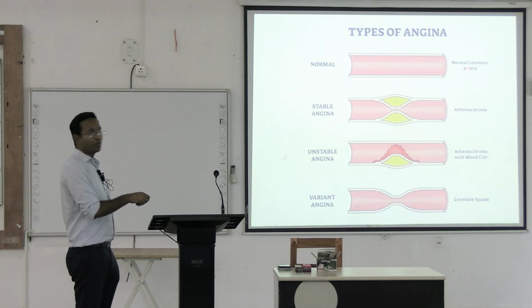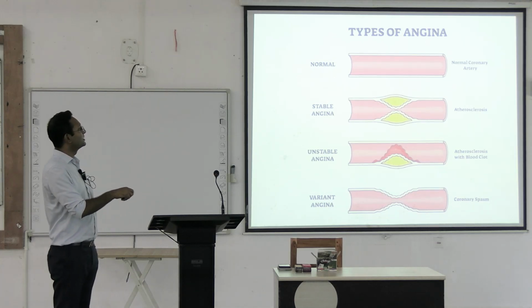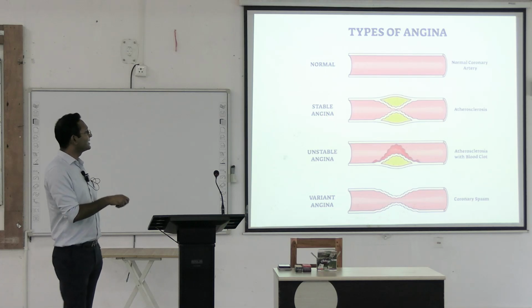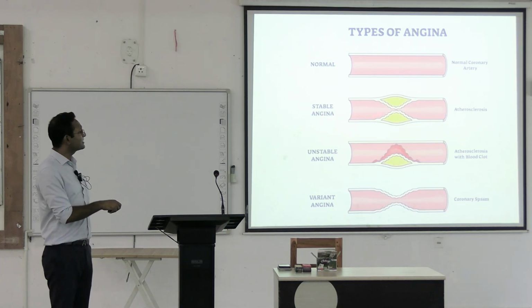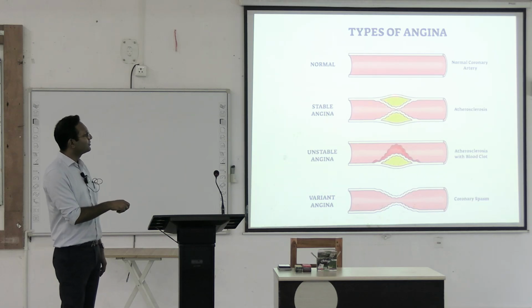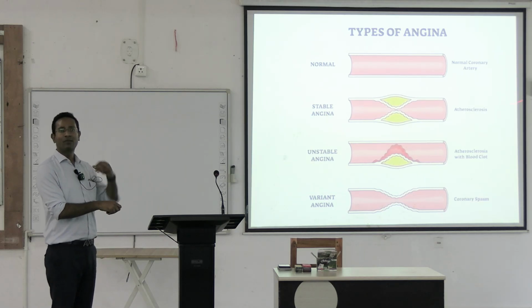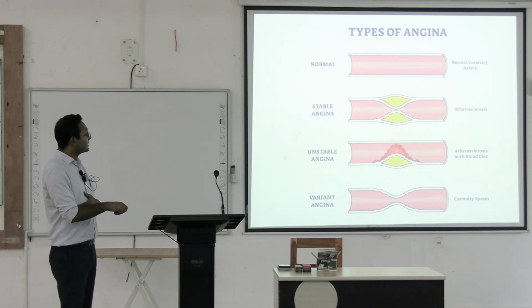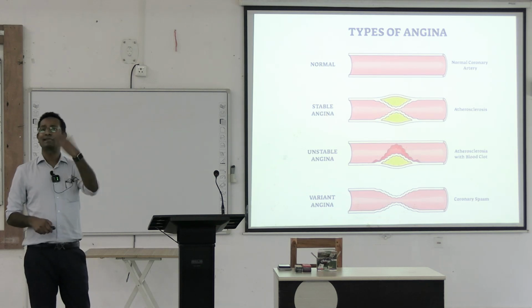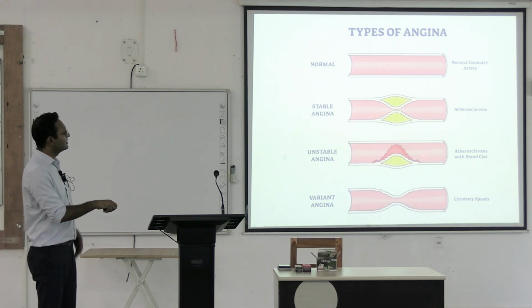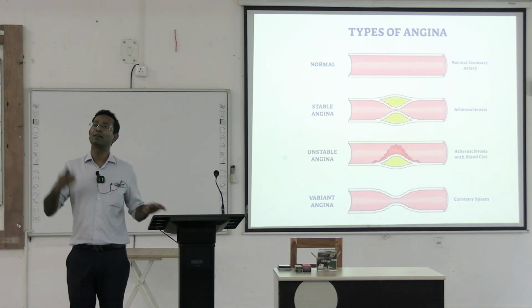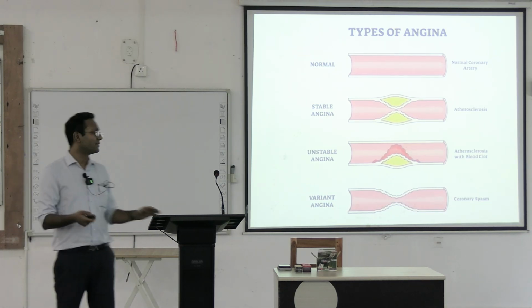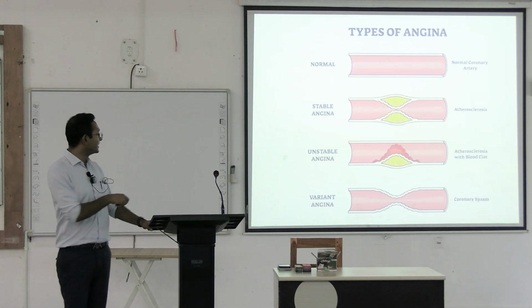If you see the photos here, this is a normal coronary artery with no atheromatous plaque. In a stable angina, what happens? Atherosclerosis develops. In an unstable angina, what happens? A part of this breaks down and moves away as an emboli. Now here, platelets start getting deposited and narrow the lumen even further. This unstable angina might lead into a myocardial infarct, because of total stoppage of blood flow.